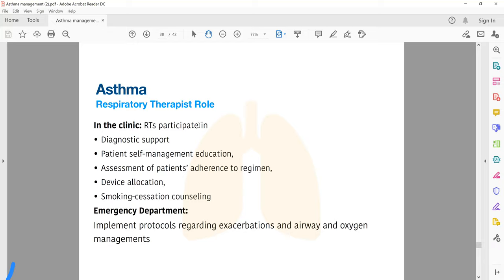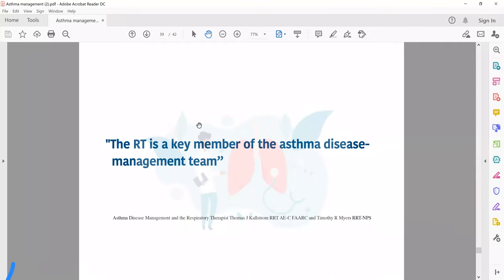They help in diagnostic support, because they are also experts in PFT. They are doing education for the patient, assessment of adherence, smoking cessation counseling, and device education. In the emergency department, they will implement the protocol regarding intubation while managing airway and oxygen therapy. So it's well known now that RT is a key member of the asthma disease management team. Also in this research, published in 2008, they said we are expecting the RT need to increase significantly in 2014. And now it's increasing more because of COVID.